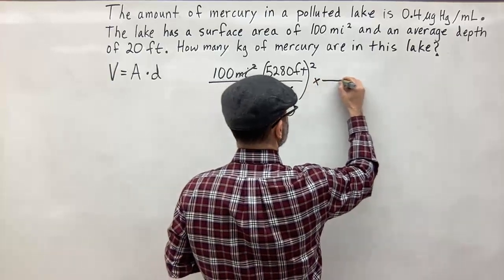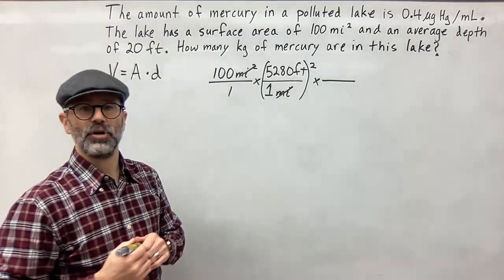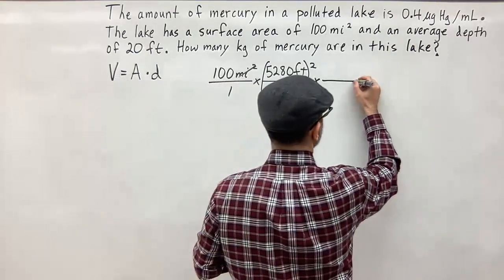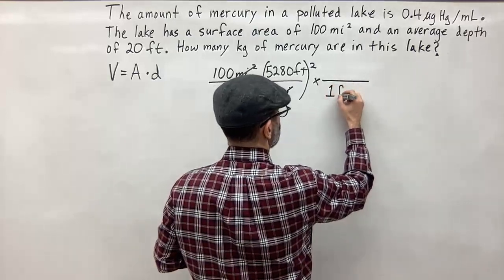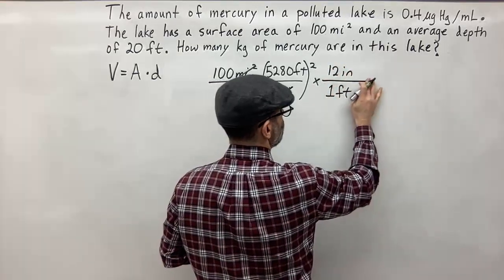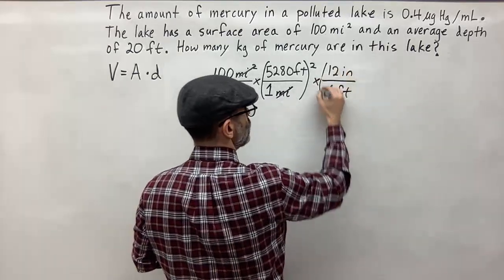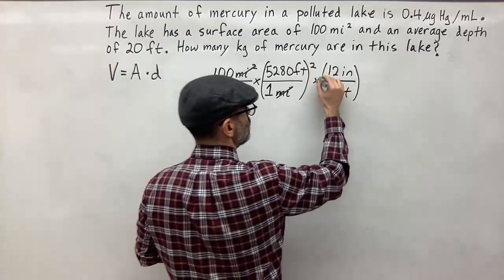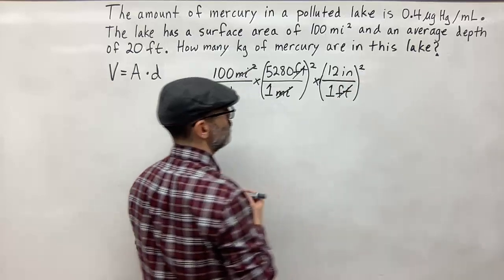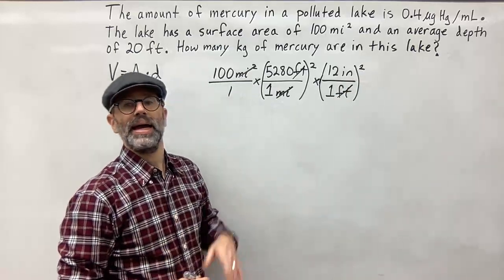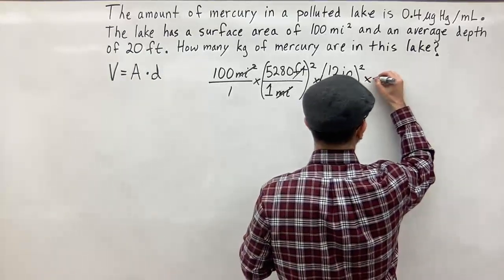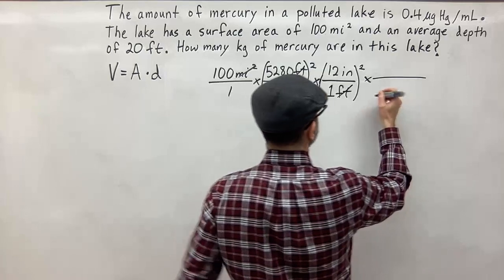And now the next conversion factor, I want to convert feet to inches. So 1 foot on the bottom, 12 inches on top. Again, we're going to square this because we have square feet. So now the feet is going to cancel out. Now we have square inches. And last, we want to convert inches to centimeters. So we're going to do this.